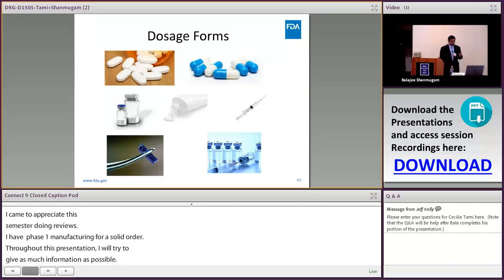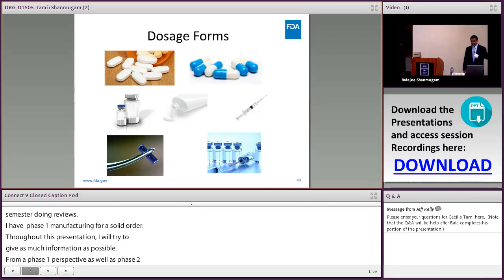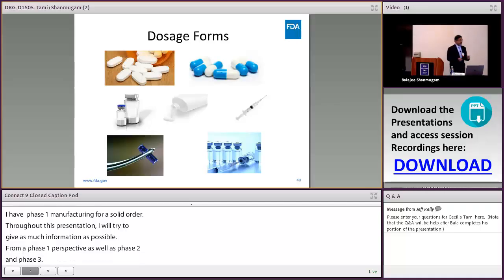The dosage form. One of the primary reasons for this slide is that I needed to have something colorful, since Cecilia had some color there. But that apart, dosage forms.